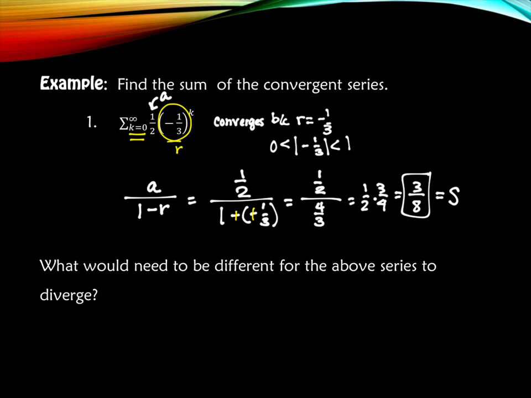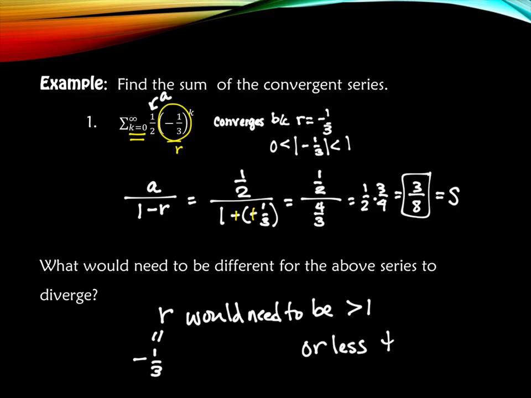Okay? All right, so what would I actually have to change in order for this series to diverge? The R value. And what would it need to be, Sophia? Yeah, R would need to be greater than 1. And our R in this one was the negative 1/3, right? The negative 1/3 would need to be a number bigger than 1 or less than what? Yeah, less than negative 1. So bigger than 1 or less than negative 1. So if we had that happening, then we would not have a convergent series.